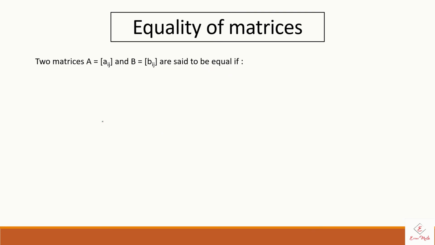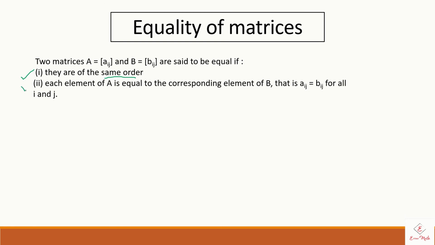So first condition is they are of the same order. दोनों भी मैट्रिक्स का ऑर्डर सेम होना चाहिए. And the second condition is that each element of matrix A must be equal to the corresponding element of matrix B. That is, every element like aij must be equal to bij for all i and j, for all the elements of rows and columns in their respective manner.